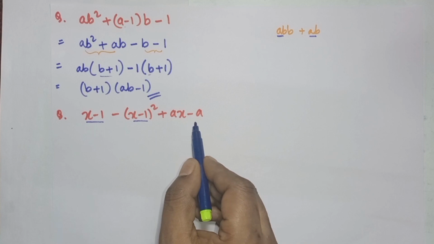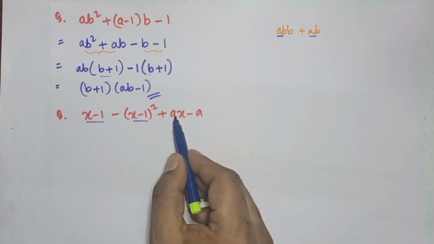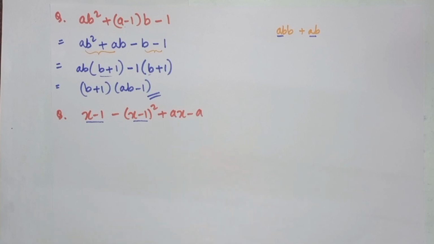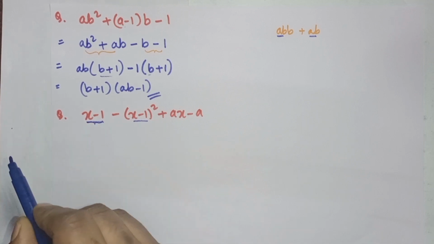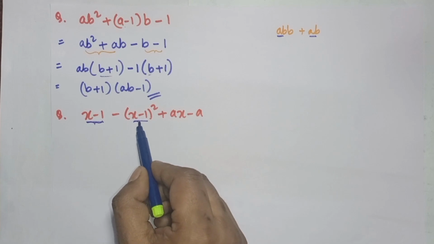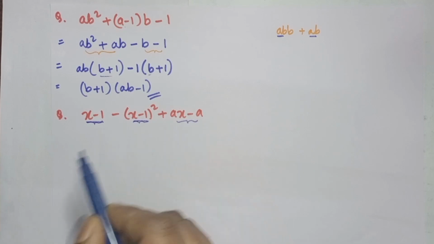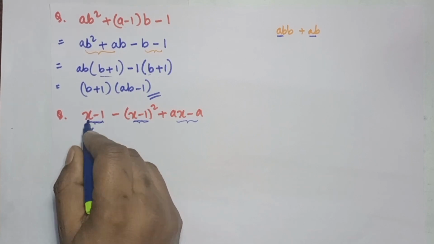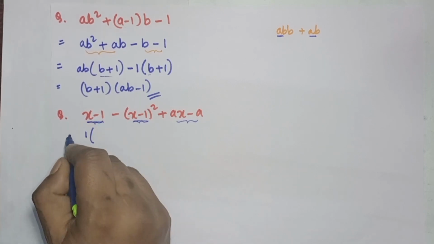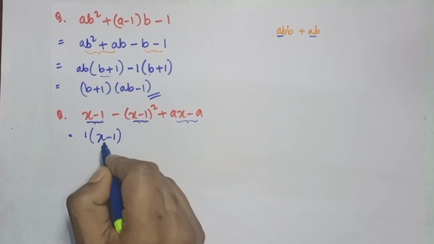Can I make this x minus 1? If I take common a, I will get x minus 1. That means in this also we are making the pairing of these two. This is already in pair only. Now we'll take the common in these two. What will be common? Obviously 1, because there is no common in these two. So this will be x minus 1.